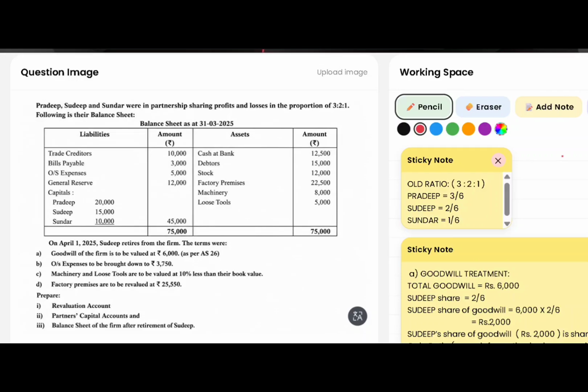Now we'll see where the items will appear from the balance sheet. Now on the liabilities side, first we have trade creditors. It will be transferred to the new balance sheet. Bills payable will go to the new balance sheet. Outstanding expenses will go to the new balance sheet. General reserve will go to the partner's capital account, and the capitals are the opening balance of all the partners, which will be transferred to the partner's capital account on the credit side. Now on the assets, we have cash at bank, debtors, stock, factory premises, machinery and loose tools. All these assets will be transferred to the new balance sheet.